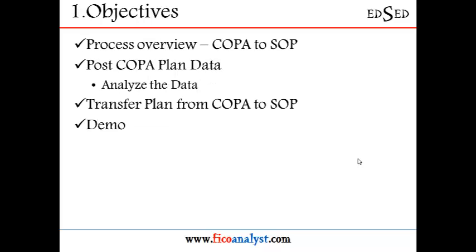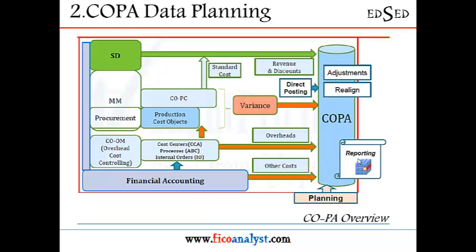The basic objective of this small session is to go over the data flow from the COPA module to the SOP module: post COPA plan data, analyze it there, and then transfer plan quantities from COPA to SOP, and we'll show the demo here. If you look at the COPA module, it receives data from different modules: from SD revenues, from CO-PC standard cost and production variances, cost center accounting and activity based costing. The overheads will go to COPA, and from financial accounting, other costs can be sent to COPA, and you can also post variances into COPA, and you have the planning data. Planning data you can also post into COPA and have the reporting there.